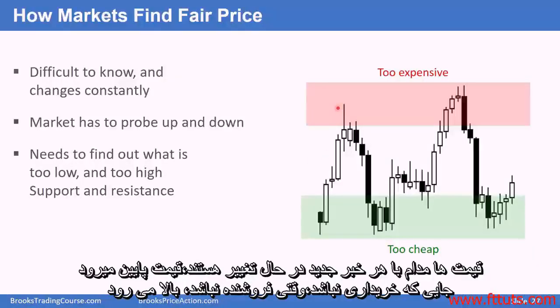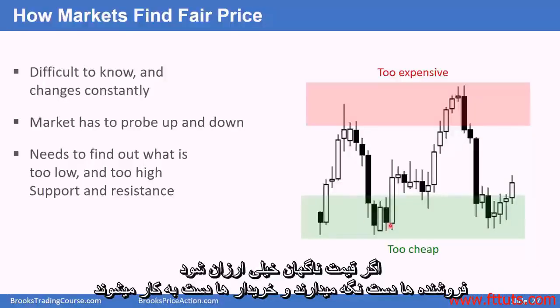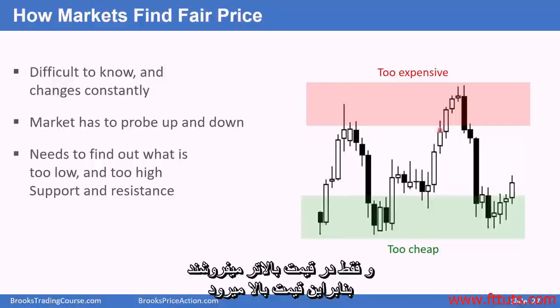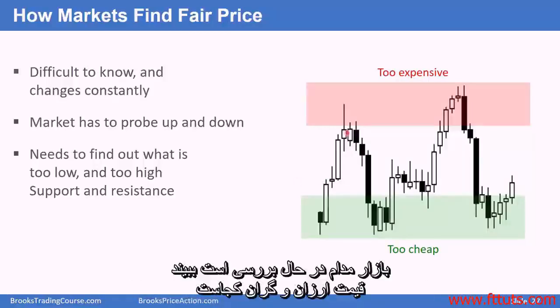The market's constantly probing. If it runs out of buyers and sellers come in very aggressively, the price is too high, it goes down. If all of a sudden it gets too cheap, a lot of buyers come in and the sellers stop selling at this price, they're only willing to sell higher, and the price goes up. The market's always probing to find out what too high is, what too expensive is, and what too cheap is.